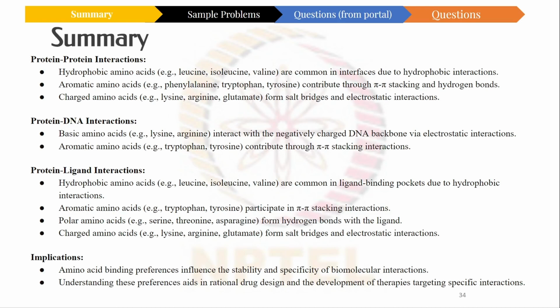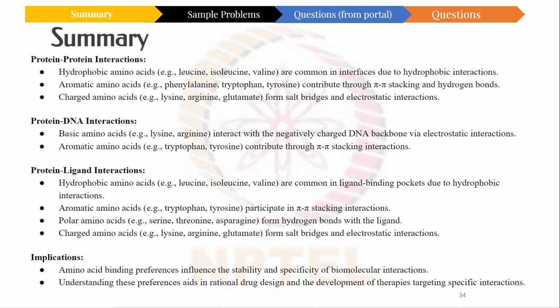So in protein-protein interactions, hydrophobic amino acid residues are commonly found in protein-protein interfaces due to their ability to form hydrophobic interactions with other hydrophobic residues. We also see that amino acids present in the binding interface contribute to pi-pi stacking and hydrogen bonds. We also have charged amino acids that can form salt bridges and electrostatic interactions.